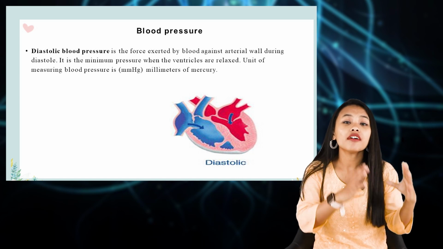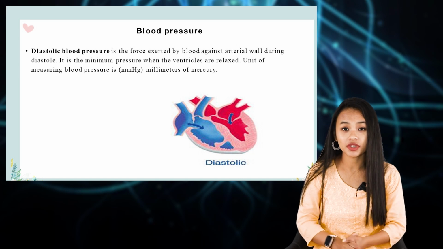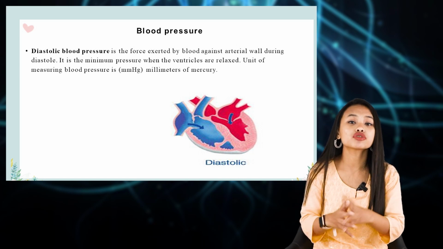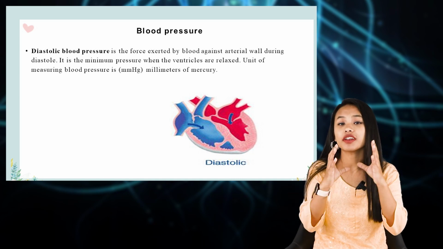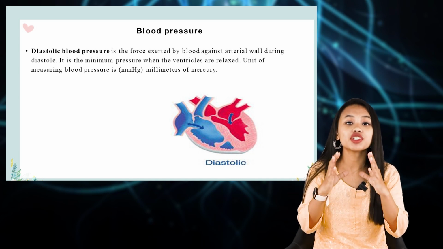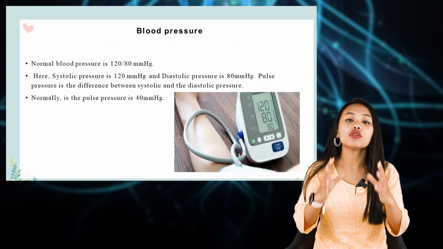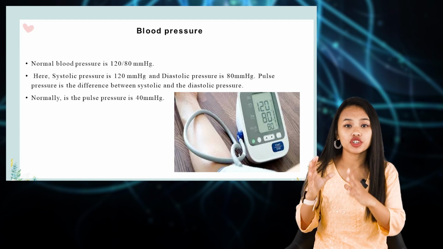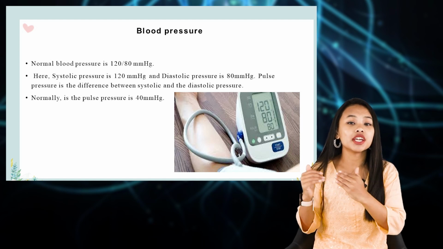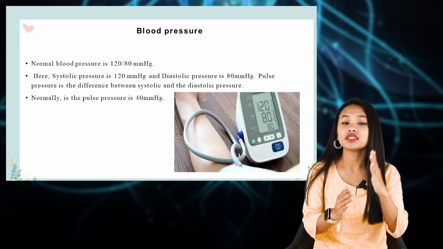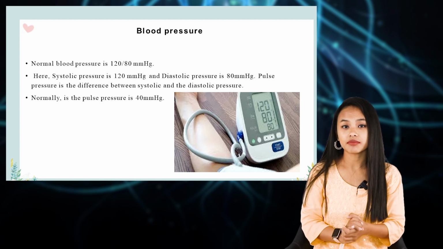And also, whenever you assess and record the blood pressure of an individual, it is necessary that you also write the unit. So here the unit of blood pressure is mmHg, which means millimeter of mercury. And the normal blood pressure of an individual is 120 by 80 mmHg, where 120 is the systolic blood pressure and 80 is the diastolic blood pressure.